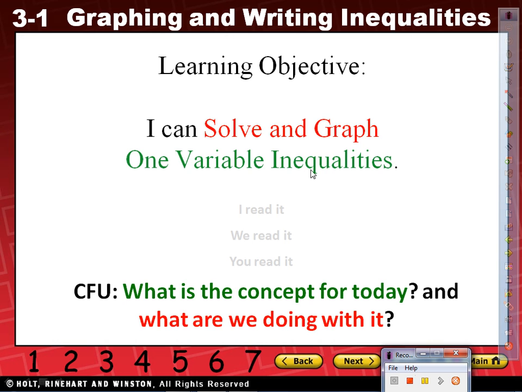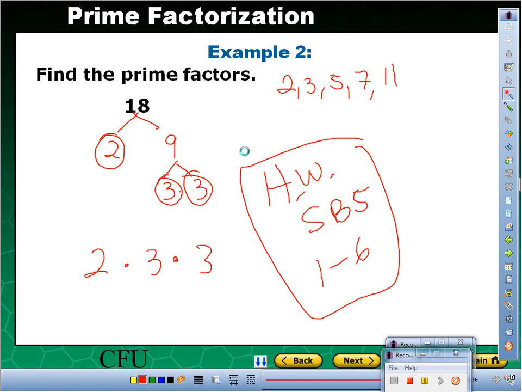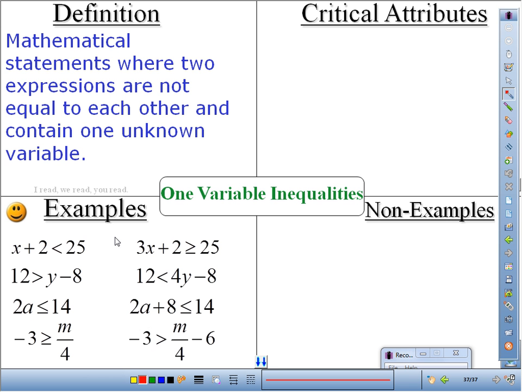Our concept, like I said, is going to change to inequality. So what are inequalities? On your Frayer model, write that in there. Inequalities. Here goes the definition. Instead of writing all that, just write whatever I underline. Here it goes.